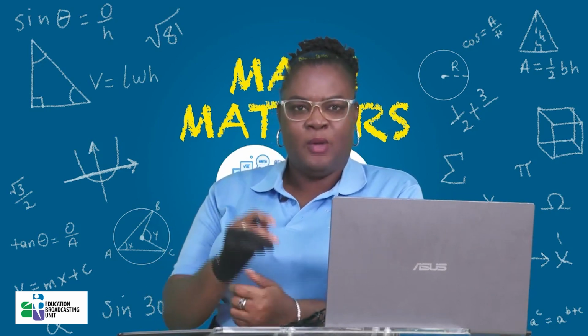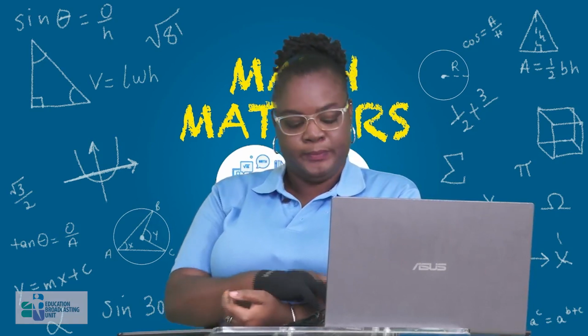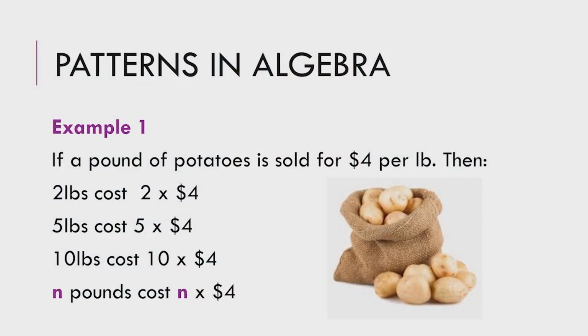Now, let us look at a real-world example. A pound of potato is sold for $4 per pound. And if I want to buy 2 pounds, I will then pay 2 times 4. If I want to pay for 5 pounds, I will pay the product of 5 times 4.